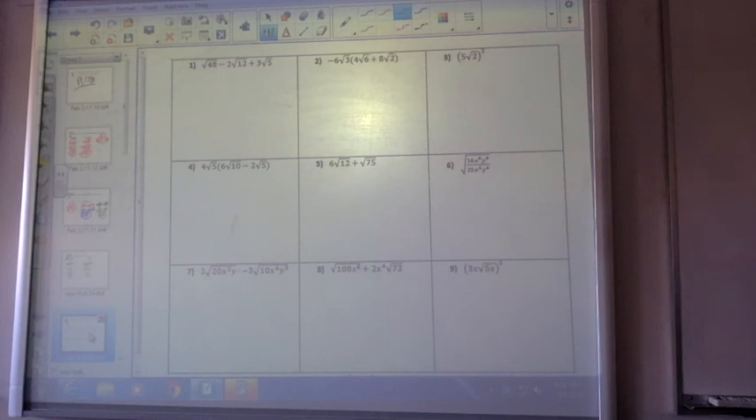I have root 48 minus 2 root 12 plus 3 root 5. So I think 3 root 5 is broken down as far as I can go. What do you think? Because 5 is just 1 times 5, so I can't break that down.